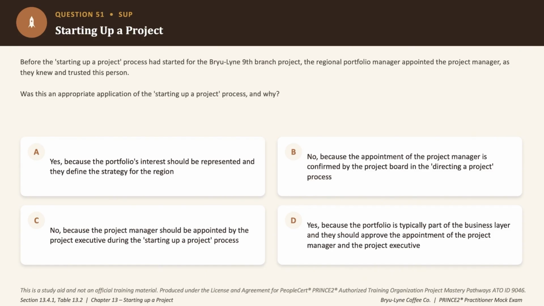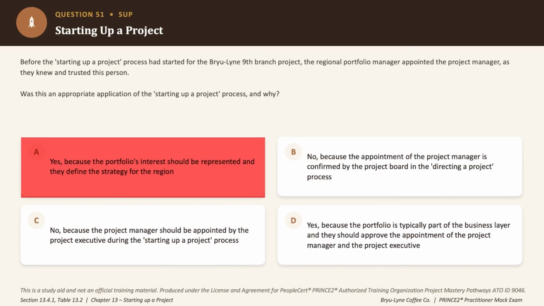Next, question number 51. Before the process starting up a project has even begun for the Brewline 9th branch, the regional portfolio manager went ahead and appointed the project manager directly, simply because they knew and trusted them. Now the question is, was this an appropriate application of the starting up a project process? So let's look at the answer choices one by one. Option A says yes, because the portfolio's interest should be represented. Now think about it. Representing an interest doesn't give someone the authority to make this specific appointment, which ideally should be done by the project board, right?